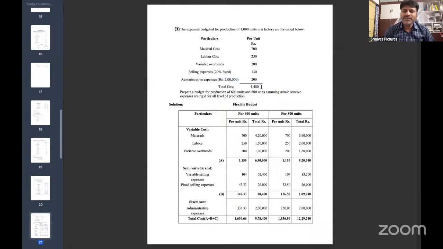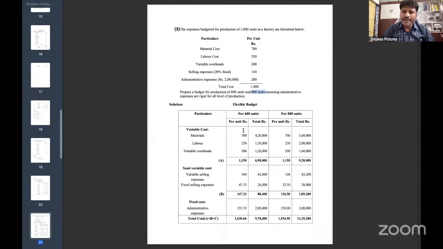Total cost is 1,480 per unit. For 1,000 units, you can add 3 zeros. So that is 1,480 into 1,000, that is 14,80,000. They given for the 1,000 units capacity. Now we have to calculate 600 units and 800 units.